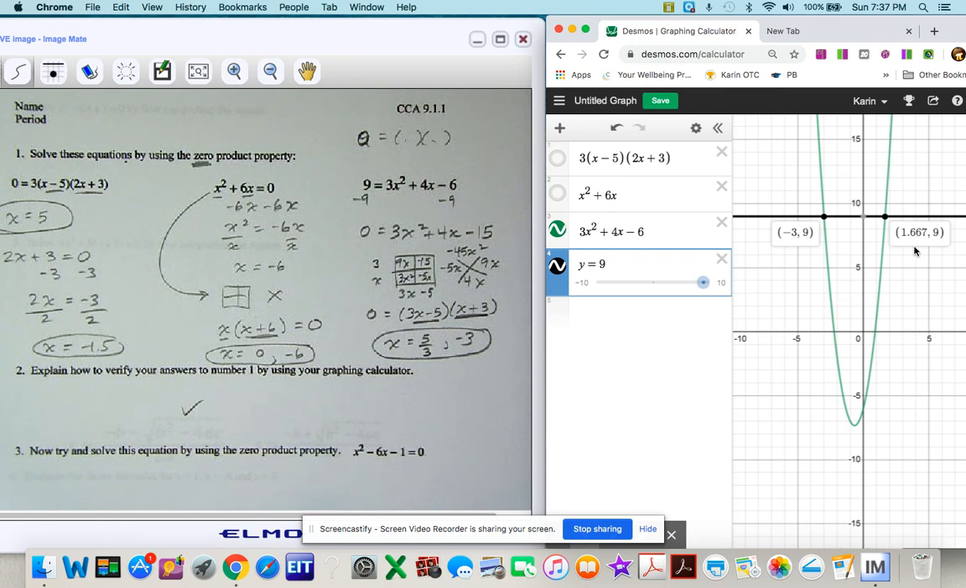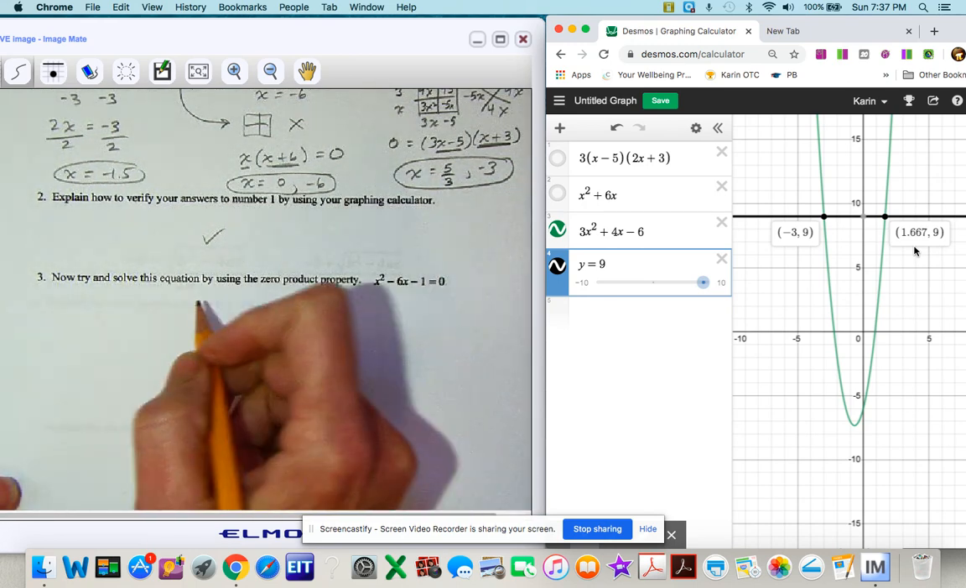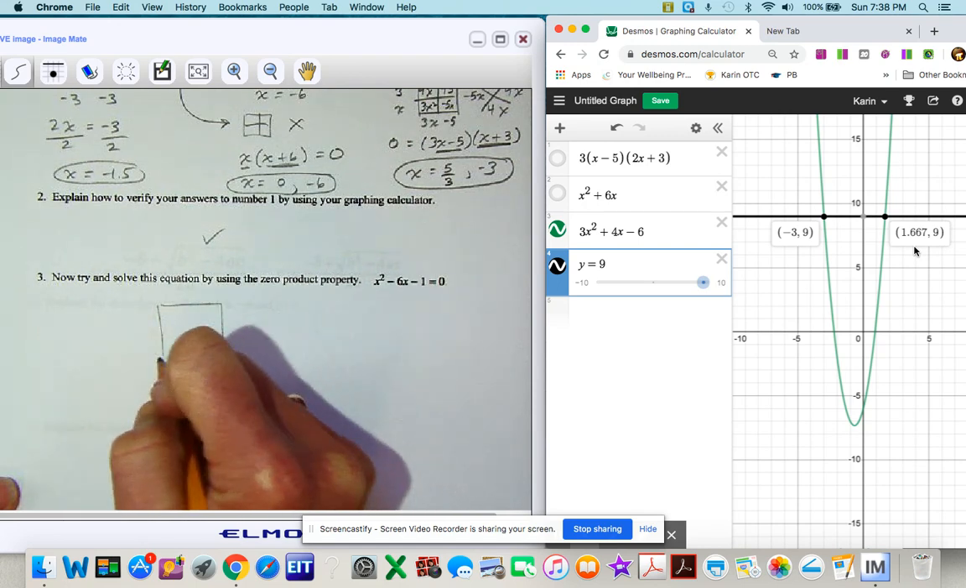So we know the zero product property seems to work as a way to solve any quadratic. But let's see what happens. Let's try this one. We've got x squared minus 6x minus 1 equals 0. Hopefully you know to not use the balancing method because of that squared term and that x not being able to be combined. Plus I've got that 1 in here. So I'm going to go ahead and try to use the zero product property.